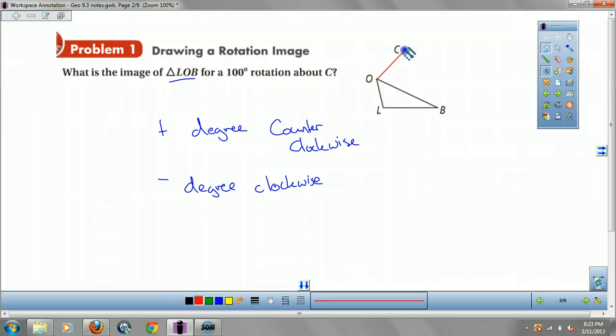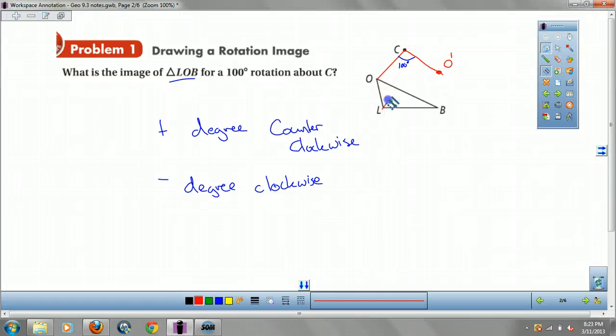I make OC. And then I'm going to go 100 degrees. And then I'm going to make this guy. I'll call this my O prime. Okay?